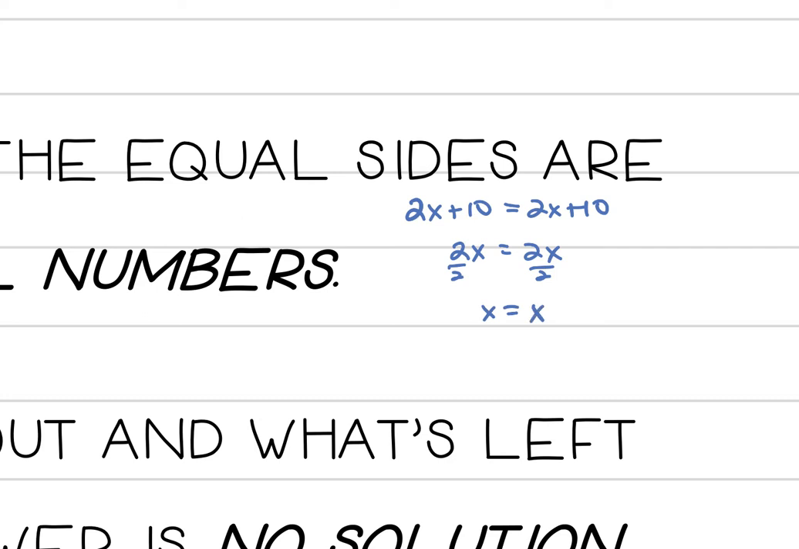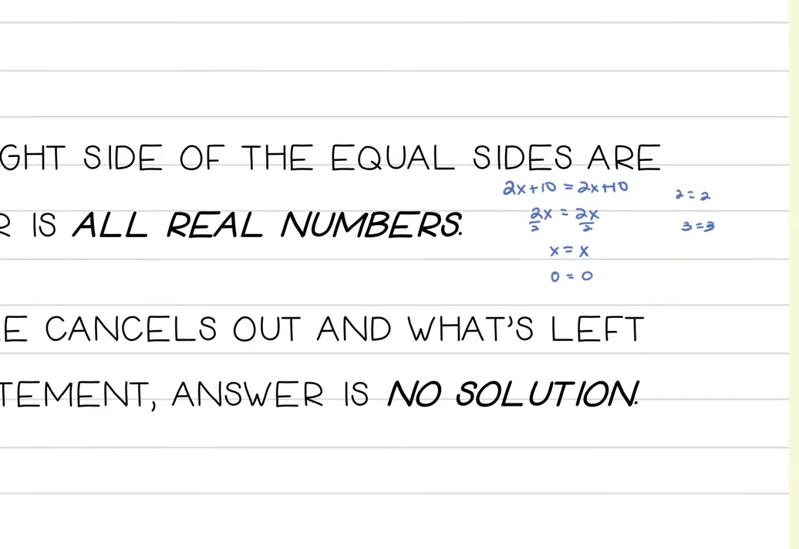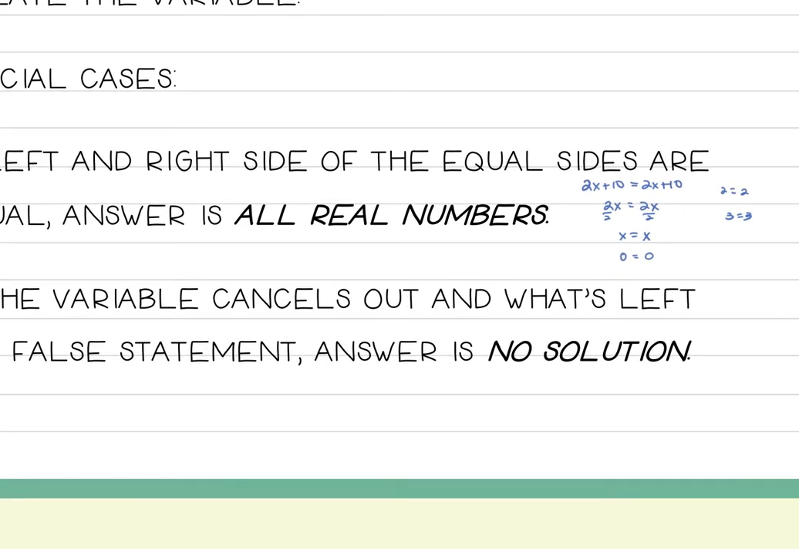And it could be after we subtract x from both sides and I get 0 equals 0. That is all real numbers, okay? And it doesn't have to be 0. It could be 2 equals 2. It could be 3 equals 3. Anytime you've got the left side and the right side to be equal, that would be all real numbers. So again, all real numbers, first case.